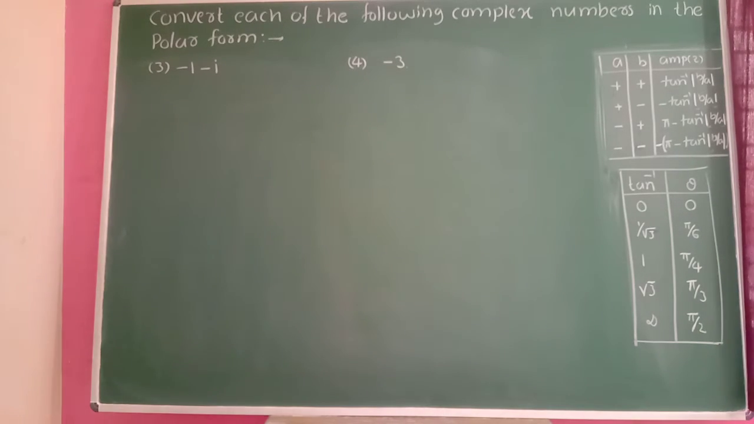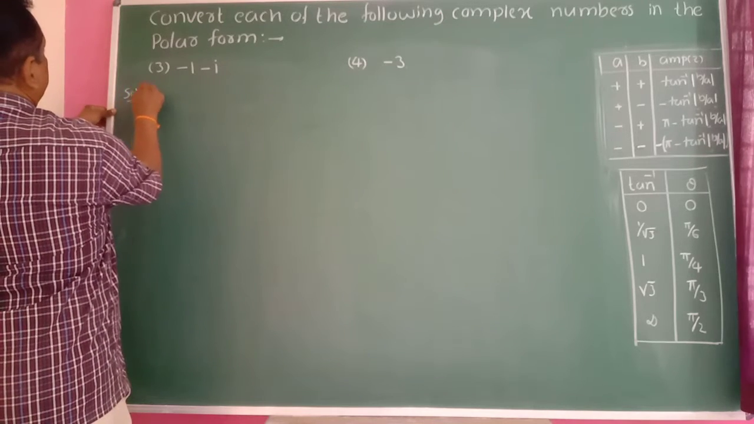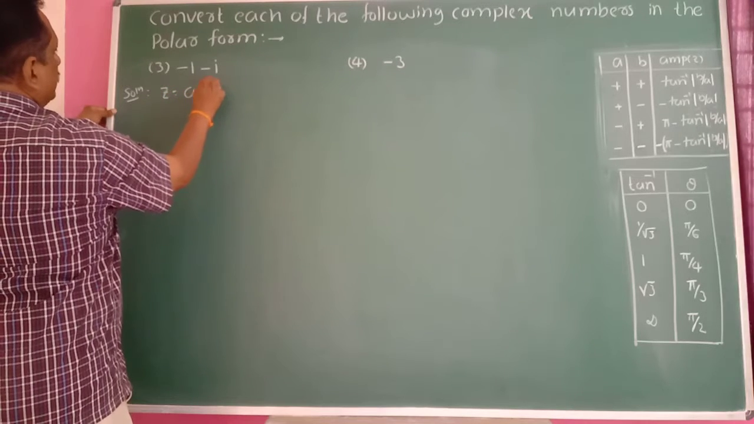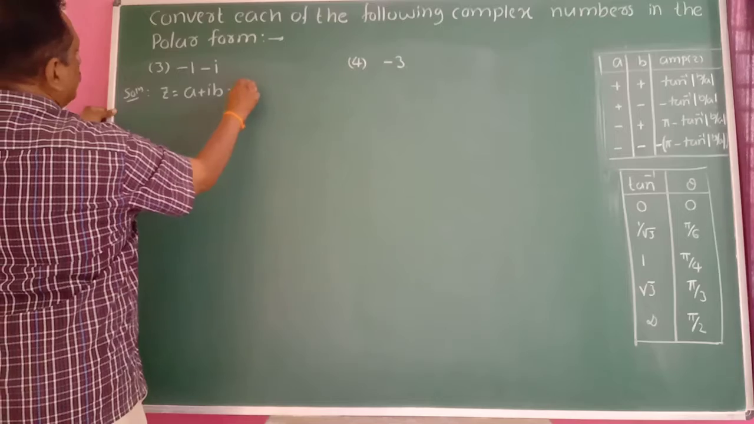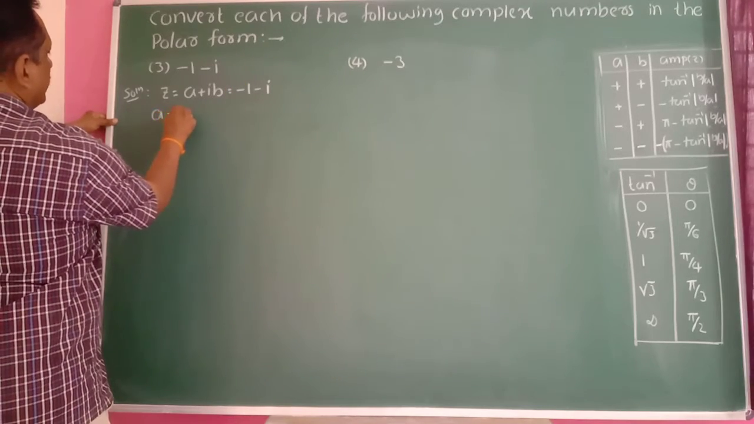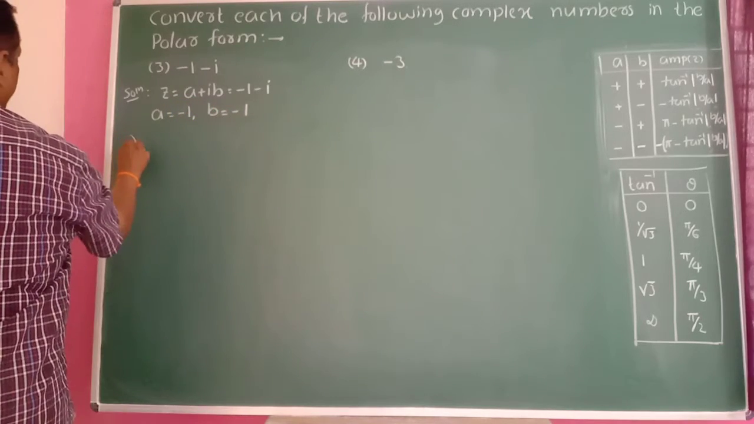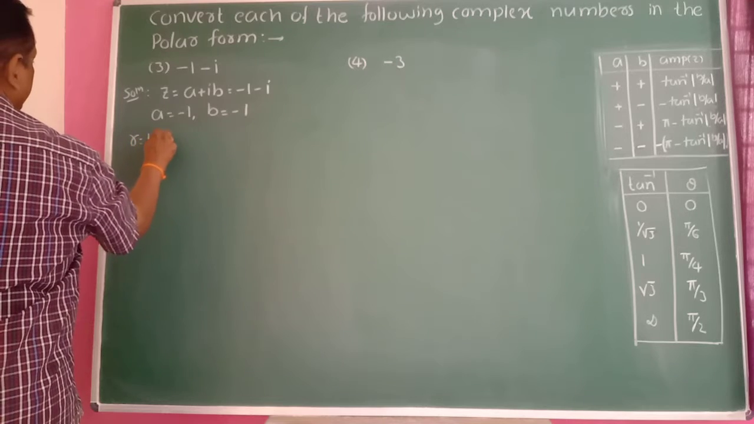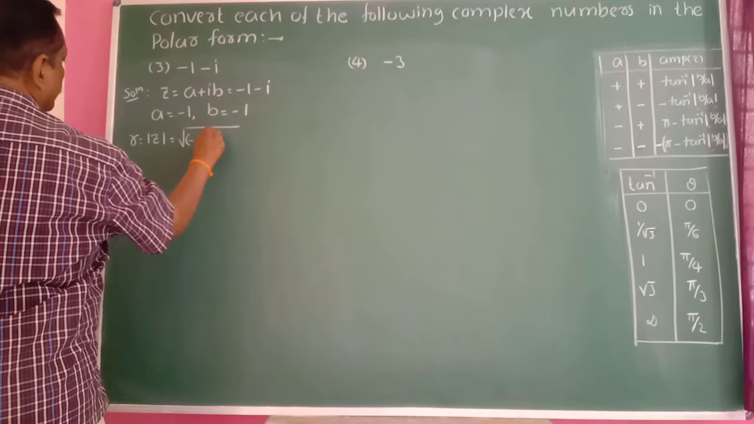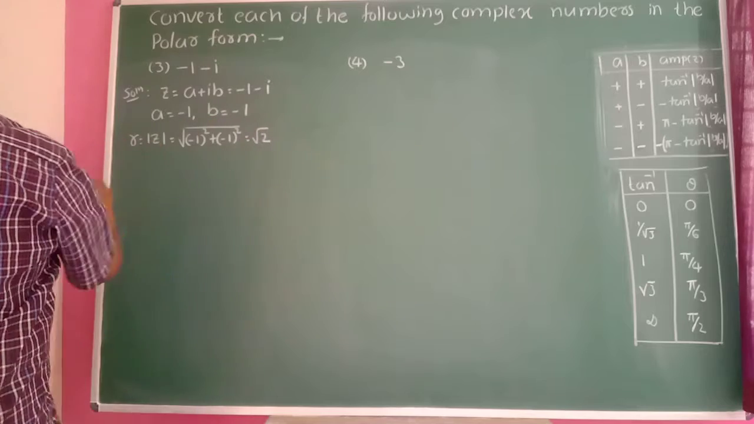So, third example here: minus 1 minus i. Take the solution. z = a + ib = minus 1 minus i. Therefore a is equal to minus 1 and b is equal to minus 1. Therefore the modulus of the complex number is given by root of (minus 1) square plus (minus 1) square. It gives root 2.